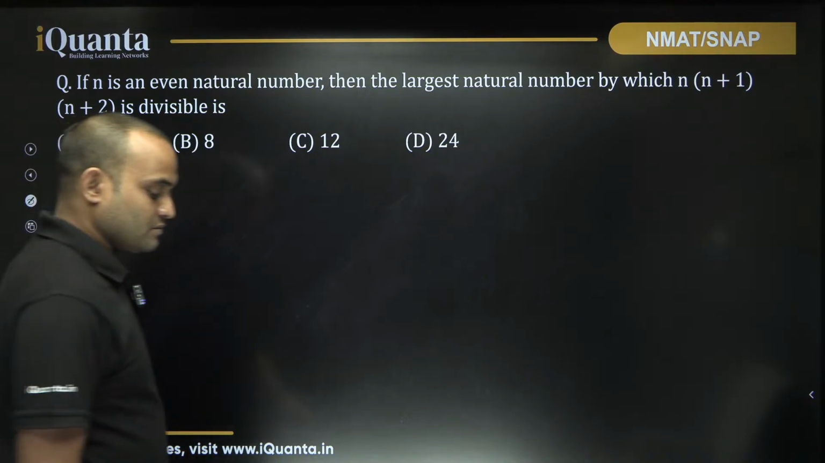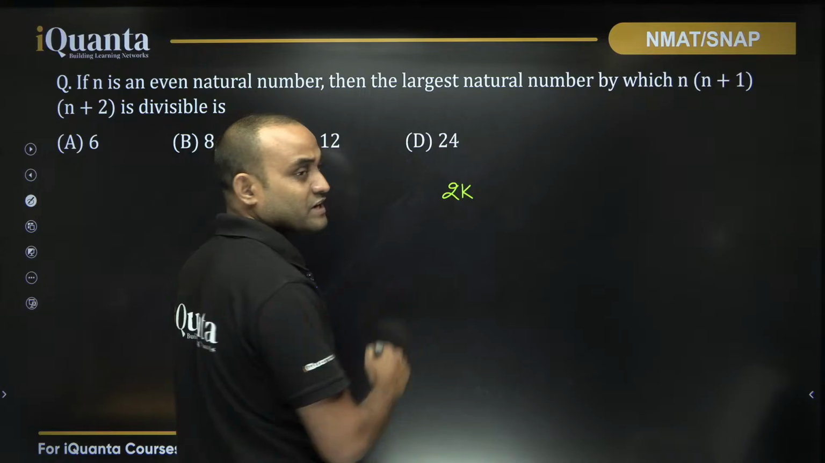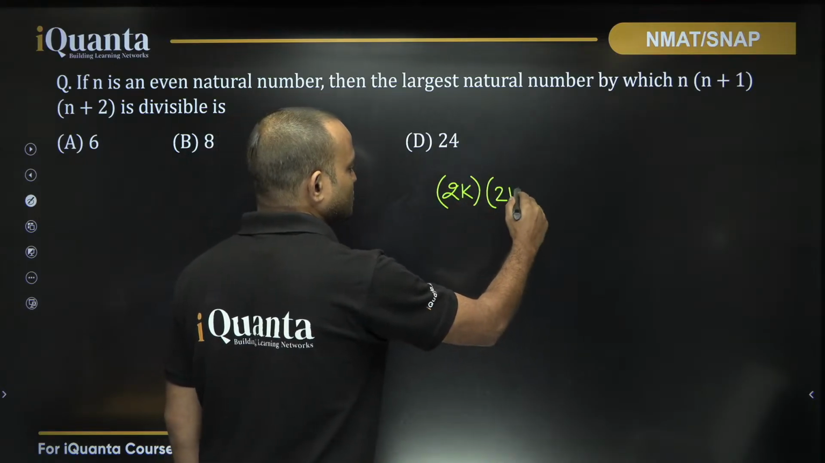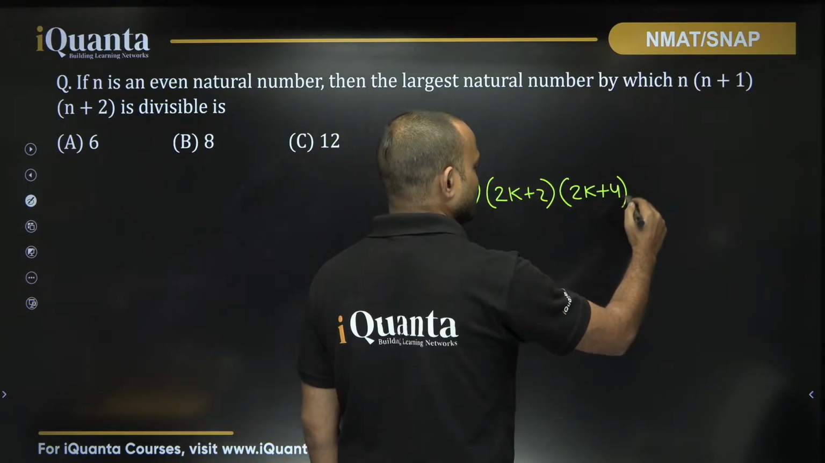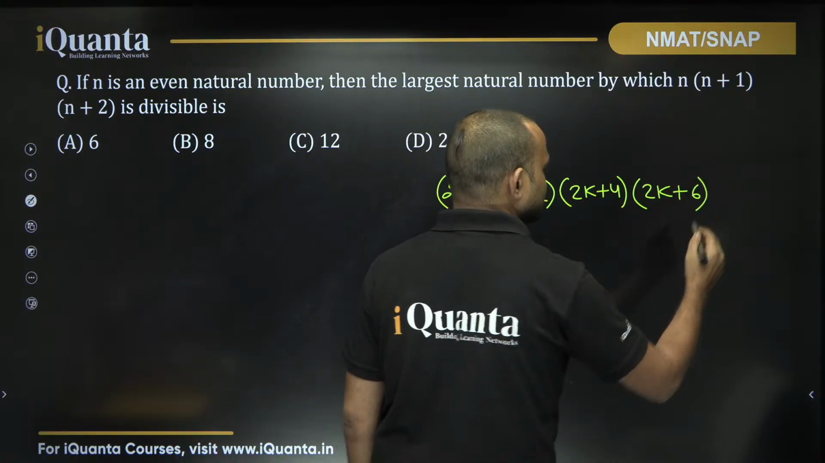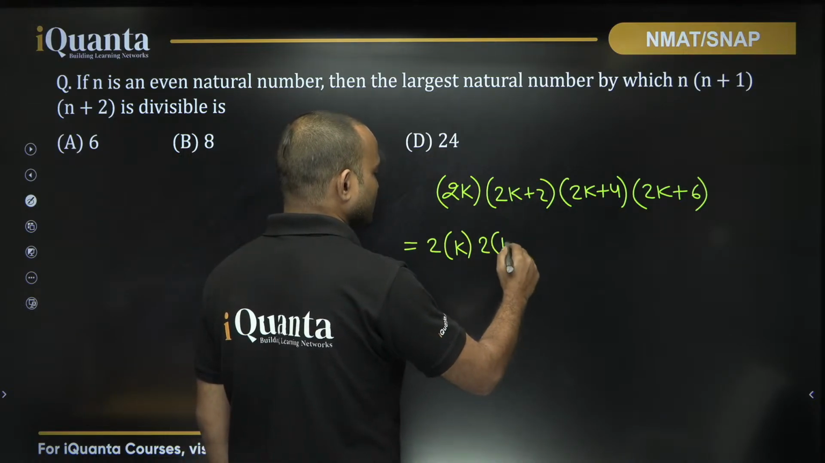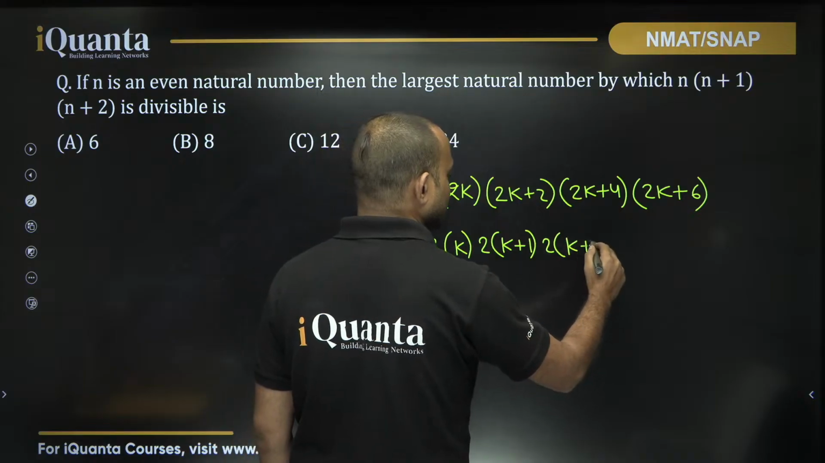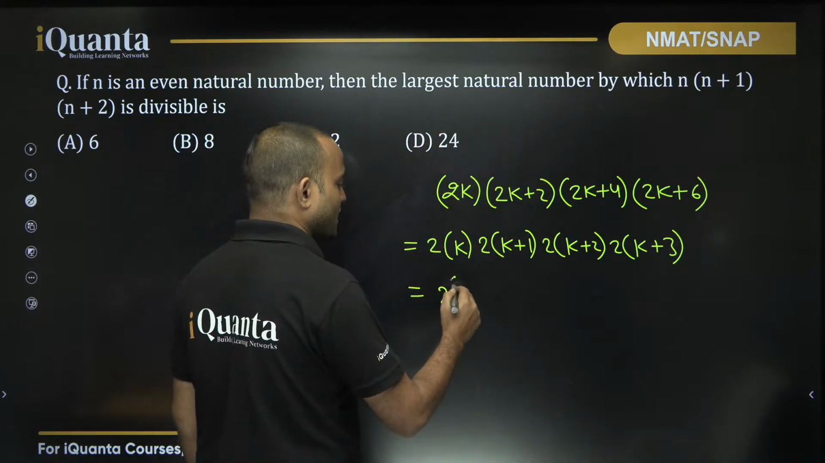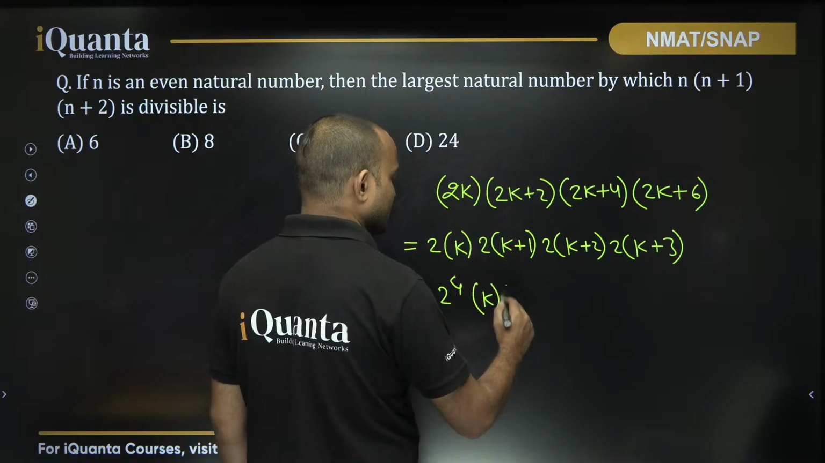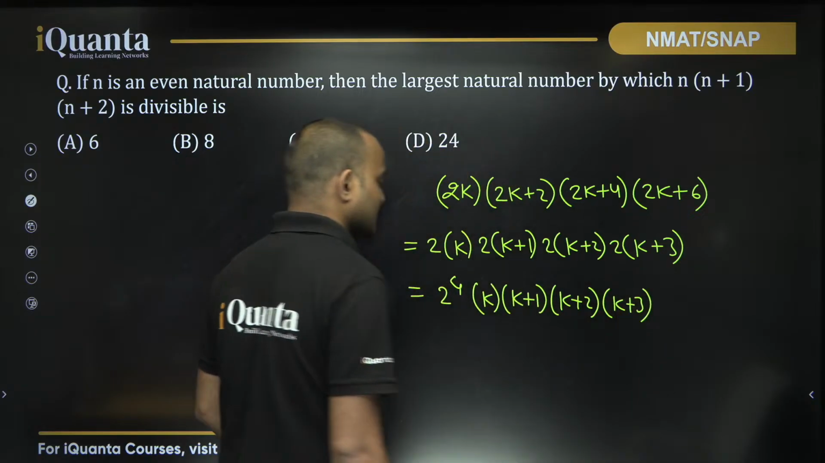So मैंने बोला था product of 4 consecutive even integers. So if I take one of the numbers as 2k, then the next number I can take 2k plus 2, 2 का डिफरेंस होगा, then the next number will be 2k plus 4 and then 2k plus 6. क्या कर सकते हैं, सबसे 2 कॉमन ले लो, ये हो जाएगा 2 into k, 2 into k plus 1, 2 into k plus 2, 2 into k plus 3. क्या आ जाएगा फिर? 2 to the power 4 है ना, into k, k plus 1, k plus 2 and k plus 3.